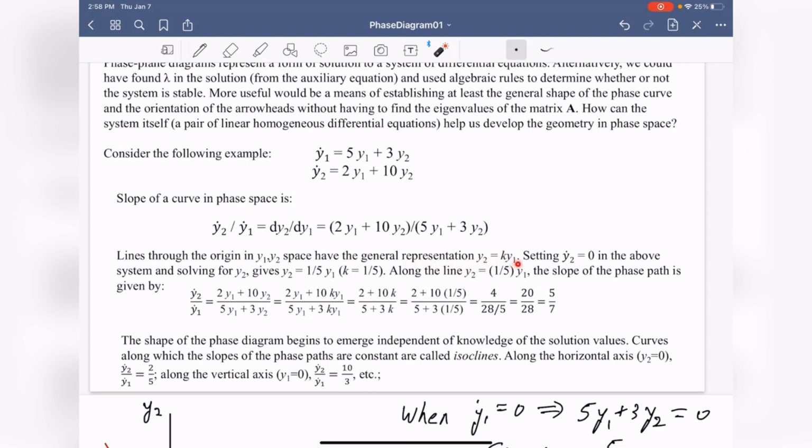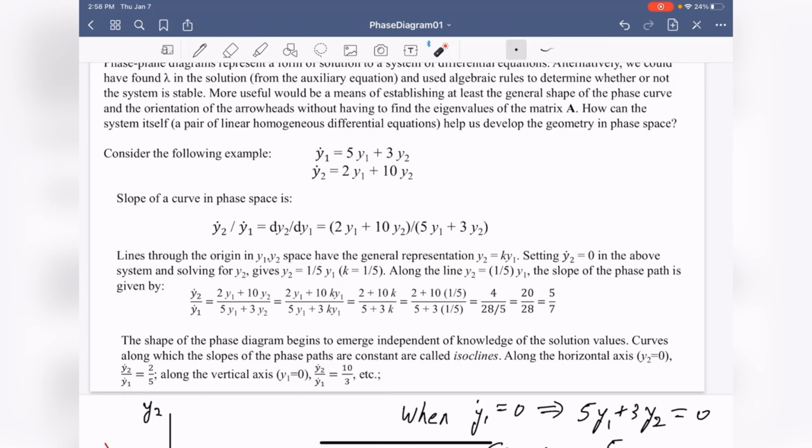Lines through the origin in y1, y2 space have the general representation that y2 is equal to k times y1. Setting y dot 2 equal to 0, then solving for y2 gives us y2 is 1/5 y1. So k is equal to 1/5. Along the line y2 equals 1/5 y1, the slope of the phase path is given by this here.